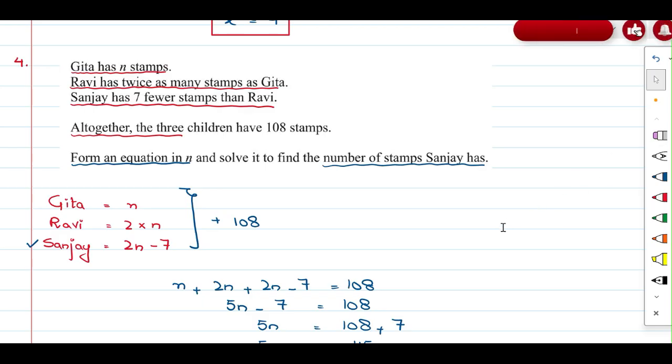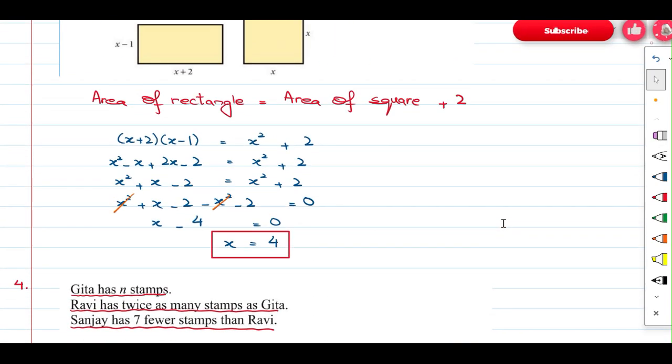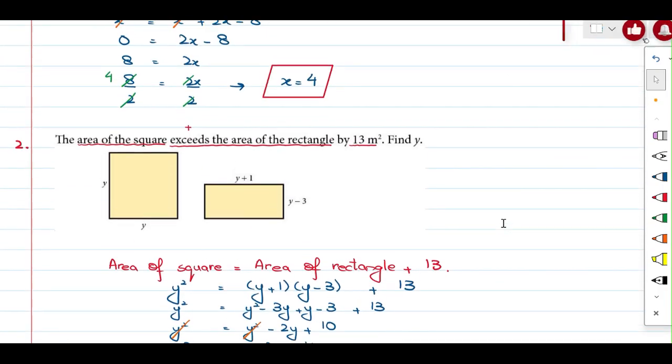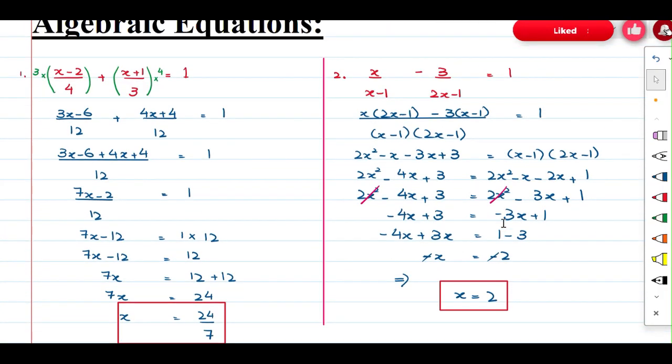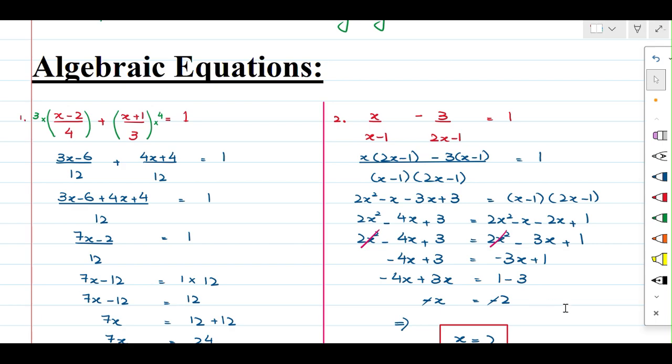So this is how you have to answer the algebraic equation questions, the simple questions and the word problem questions. I hope you understand the topic of algebraic equations.